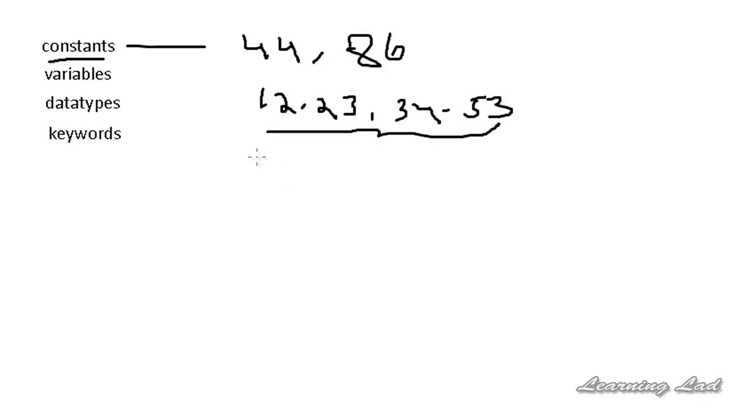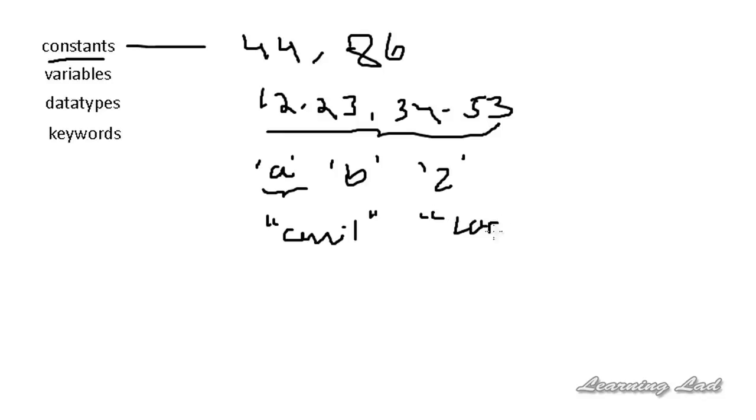Then we have character constants, for example a letter A or a letter B or a letter Z. Character constants are a single character, and a character constant is written in single quotes. And then we have string constants, which are written in double quotes, for example "Anil", and any other string, for example "lad", which is written in double quotes and which is a bunch of characters. These are called string constants.